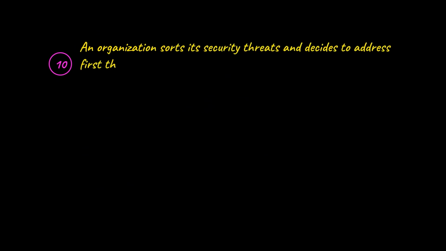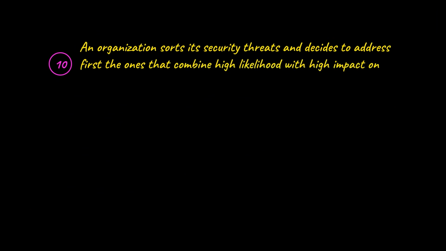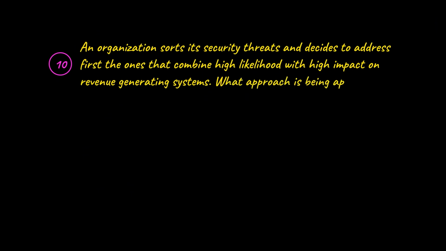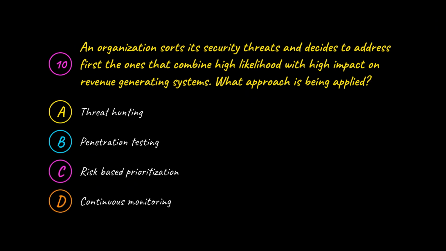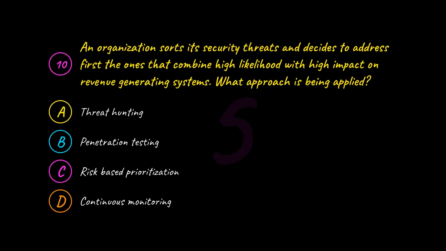Question 10. An organization sorts its security threats and decides to address first the ones that combine high likelihood with high impact on revenue generating systems. What approach is being applied? Your options are A. Threat hunting, B. Penetration testing, C. Risk-based prioritization, D. Continuous monitoring. Take a second. Which answer would you pick?